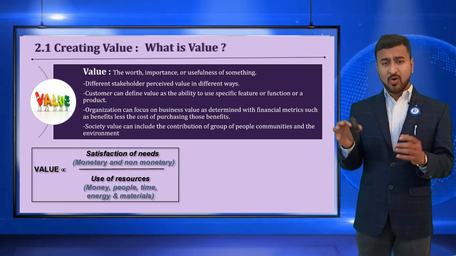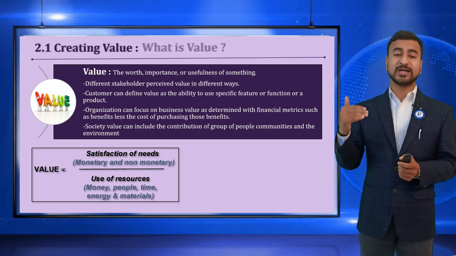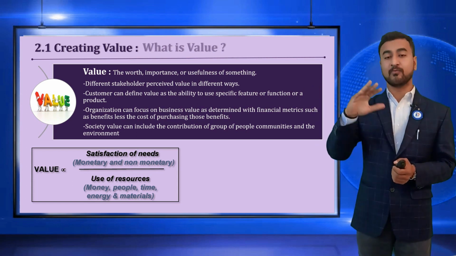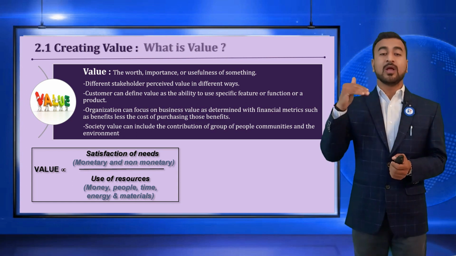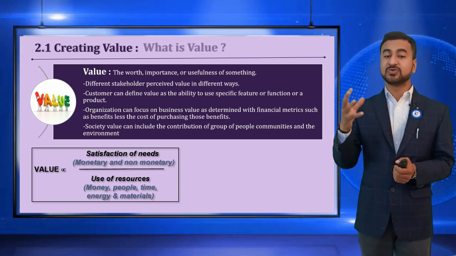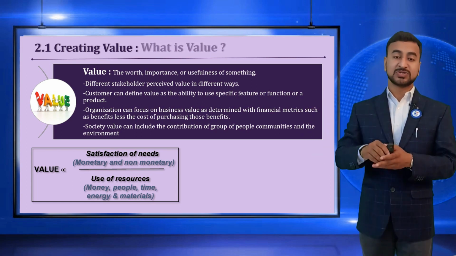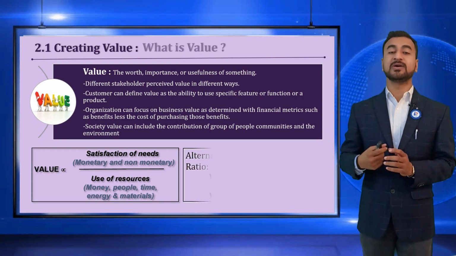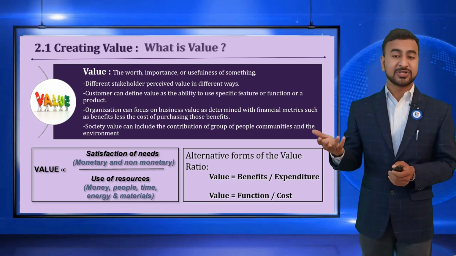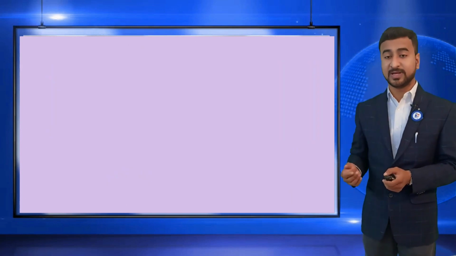So very holistically, if I want to define value, it's a ratio of satisfaction of needs, both monetary and non-monetary, denominated by use of resources in terms of money, people, time, energy and material. So that gives me the value. I will briefly define that. Alternatively, the value ratio would be the benefit divided by the expenditure, and the function divided by the cost.